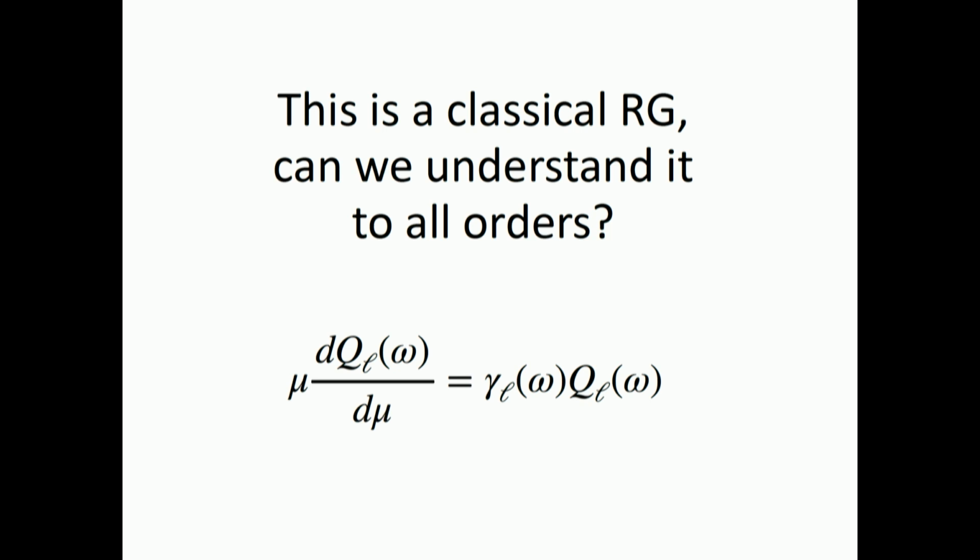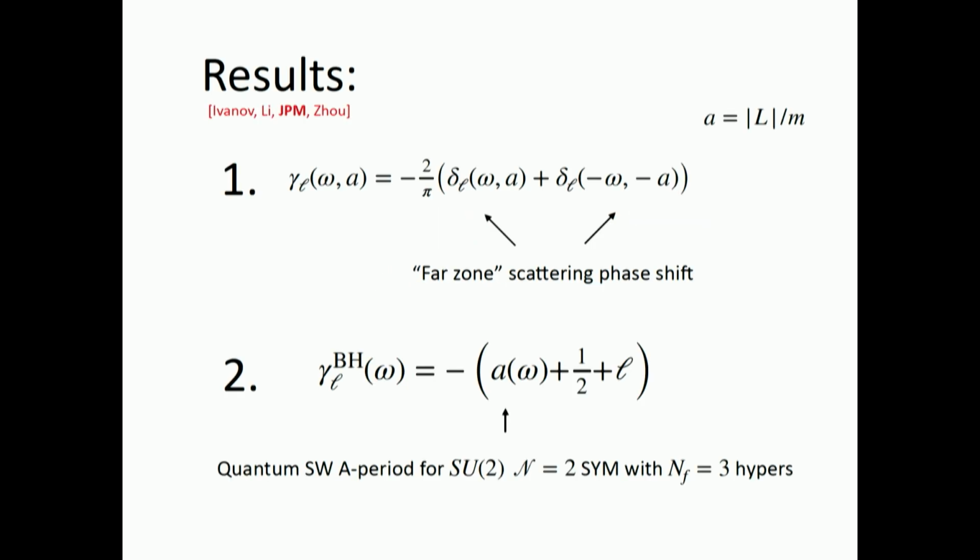Okay, so my talk is actually about this, about this anomalous dimension for these multipole moments. So the question is, okay, this is just classical GR. This is a classical RG. Hopefully we can make some general statements. Maybe it's easier to understand than more generic RG because we have some power. So I will try to present to you some exact formula for these anomalous dimensions, at least for black holes. So these are the two main results in a paper to appear soon with my collaborators.